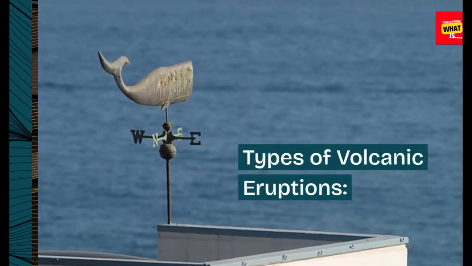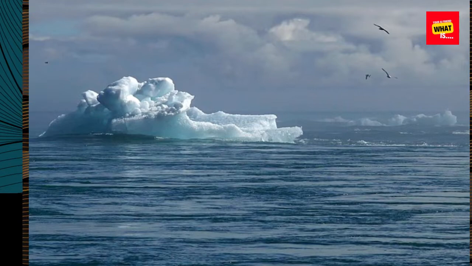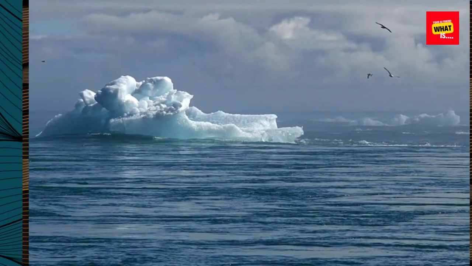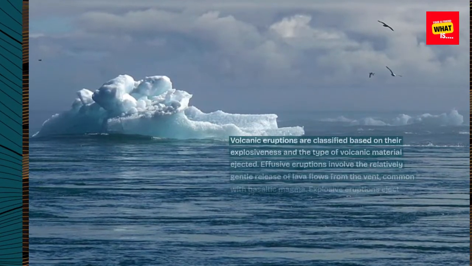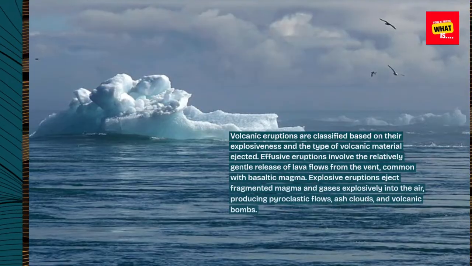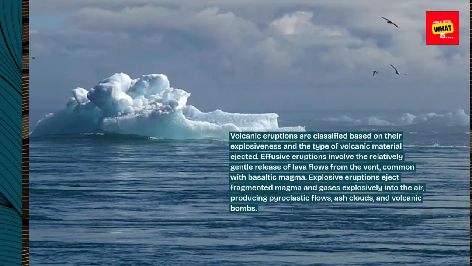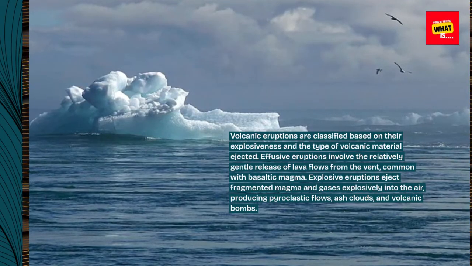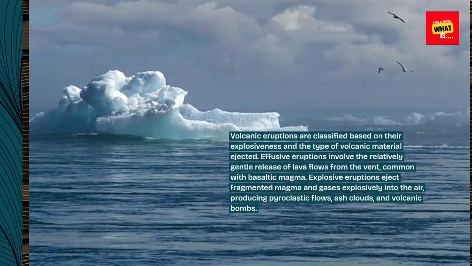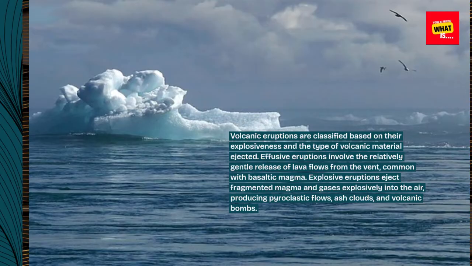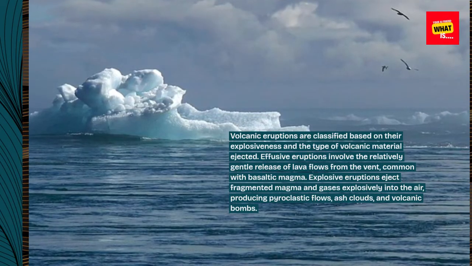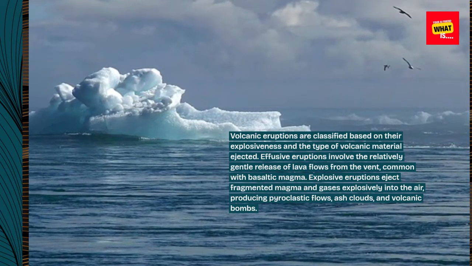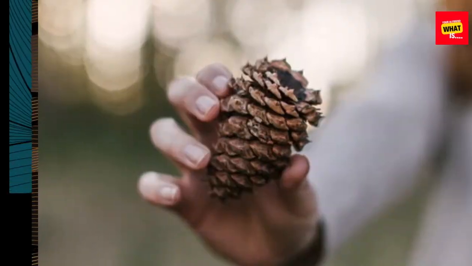Types of volcanic eruptions. Volcanic eruptions are classified based on their explosiveness and the type of volcanic material ejected. Effusive eruptions involve the relatively gentle release of lava flows from the vent, common with basaltic magma. Explosive eruptions eject fragmented magma and gases explosively into the air, producing pyroclastic flows, ash clouds, and volcanic bombs.